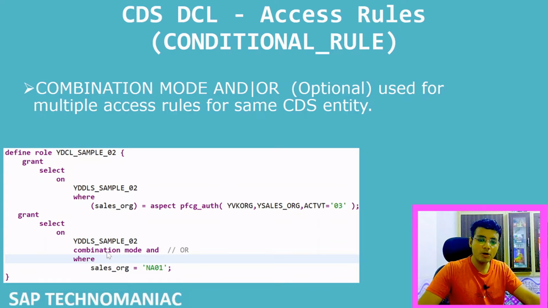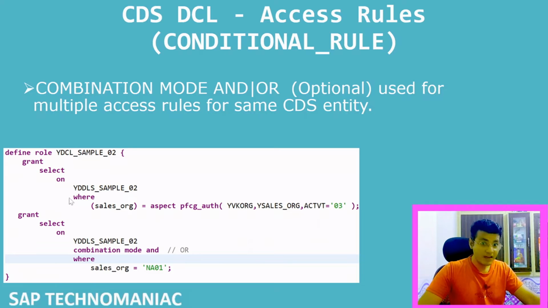There is something called combination mode, and we can give AND over here. By default it is OR. Whether you use OR or not, it is by default OR. But if you want to combine so that this condition and this condition both should be satisfied, and only then I want to fetch the data from this particular CDS entity, in this case you have to use combination mode AND.